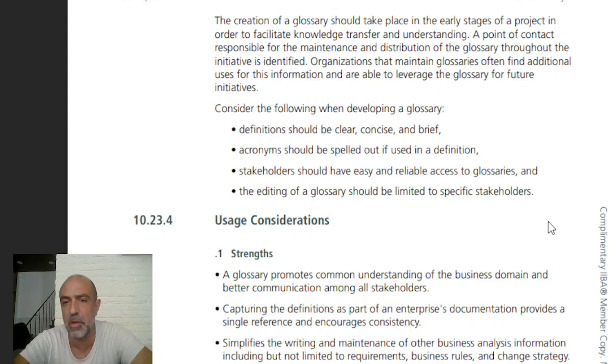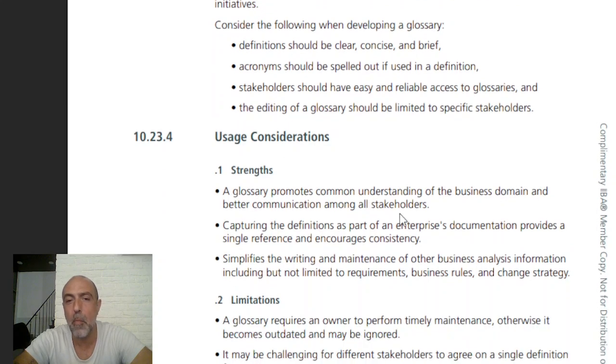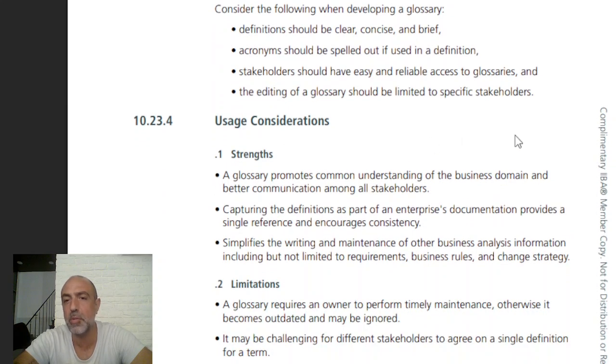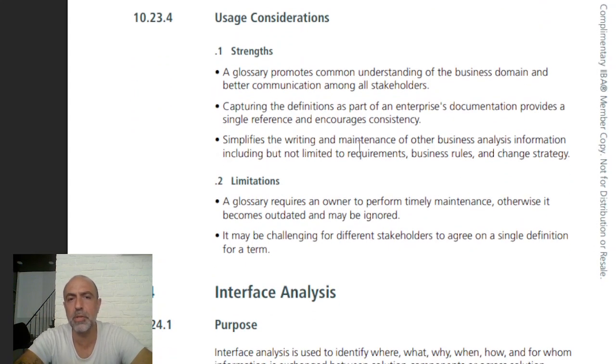Consider the following when developing a glossary. Definitions should be clear, concise, and brief. Acronyms should be spelled out and used in a definition, right, the way you pronounce it, like individual letters. Stakeholders should have easy and reliable access to glossaries, and the editing of a glossary should be limited to specific stakeholders, right? Not everyone could edit it. It's not Wikipedia.